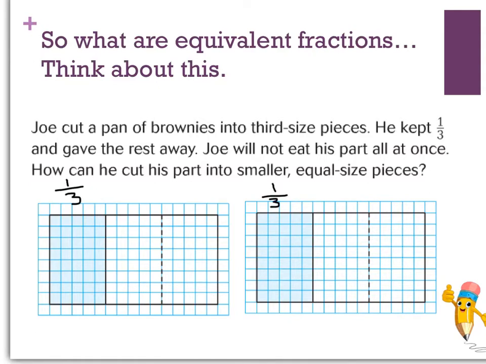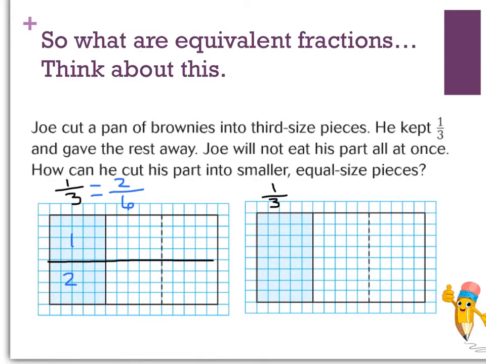If Joe kept 1/3 of the brownies for himself and gave the rest away, he may decide to cut those brownies in half and save half at a time. In this case, Joe actually has 2 pieces of brownie now instead of 1, but the whole pan of brownies is no longer 3 pieces, but 6, showing me 1/3 is equal to 2/6.